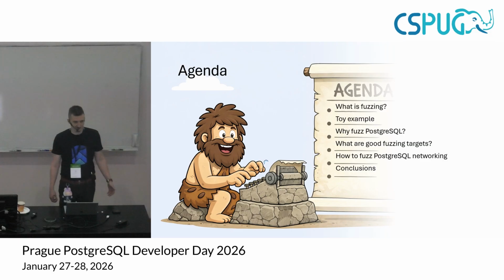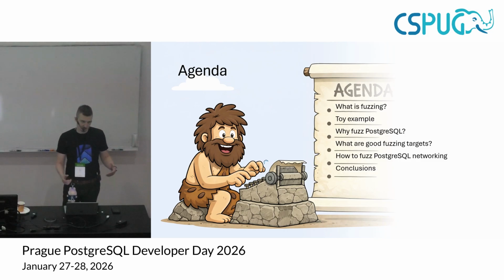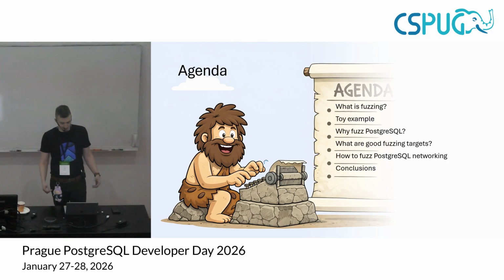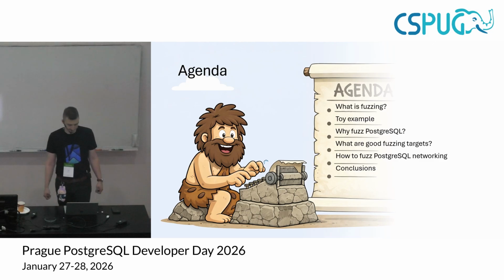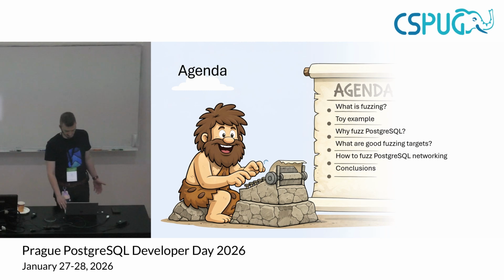So the agenda for today is, what is fuzzing? We will go through a toy example of it. We will talk about why fuzz PostgreSQL, why it's a worthwhile endeavor to do. What are some good fuzzing targets, because PostgreSQL is large. How to fuzz networking, and conclusions.